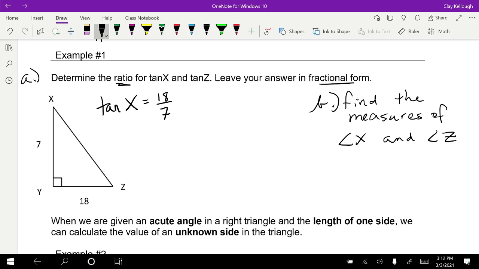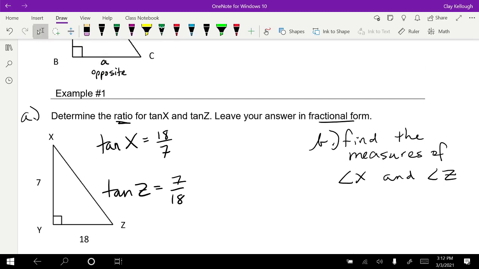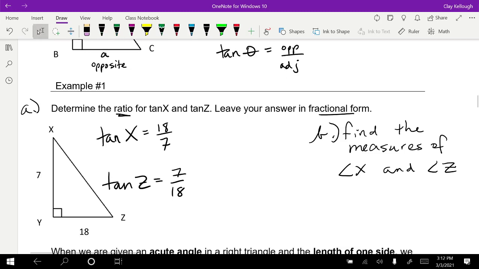So, what's the tangent of y? Or sorry, I meant to say tangent of z. What's the tangent of z now? It's 7/18. How come they're different? And where did I get those numbers from? Well, remember we said that the tangent of some angle is its opposite divided by its adjacent. So notice for angle x up here, this is the opposite, and this is the adjacent.